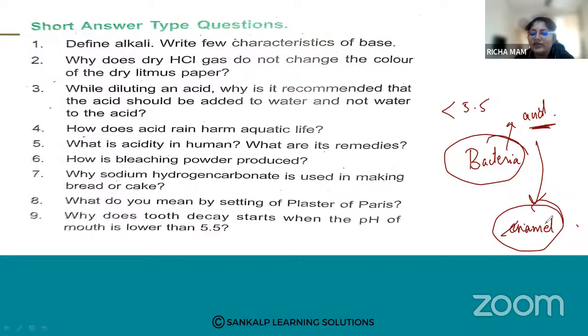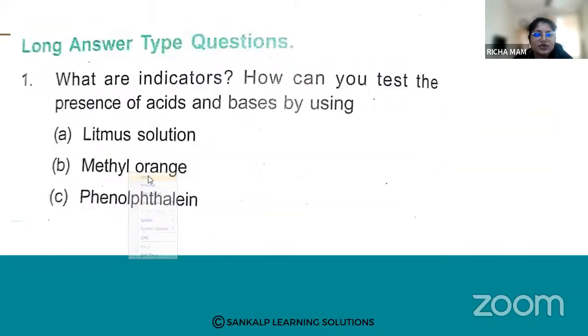So whatever bacteria are present in the mouth produce the acid by degrading the sugar or food particles left in your mouth. After that, the enamel, your white tooth covering, will be harmed, and decaying of the tooth will start. So this is the answer for that.